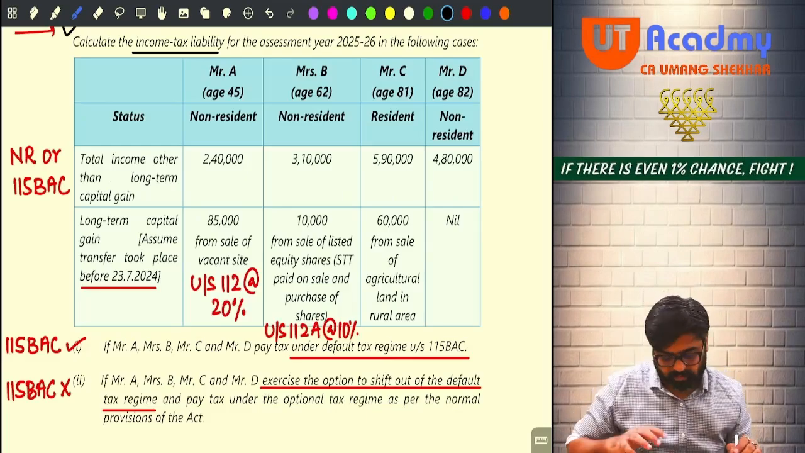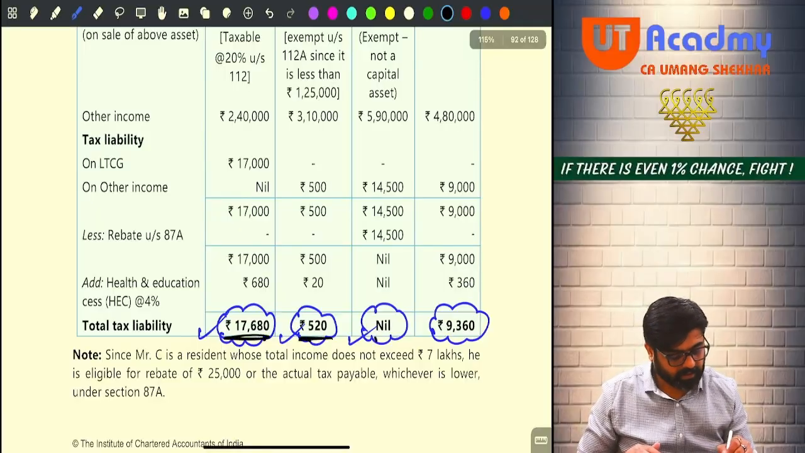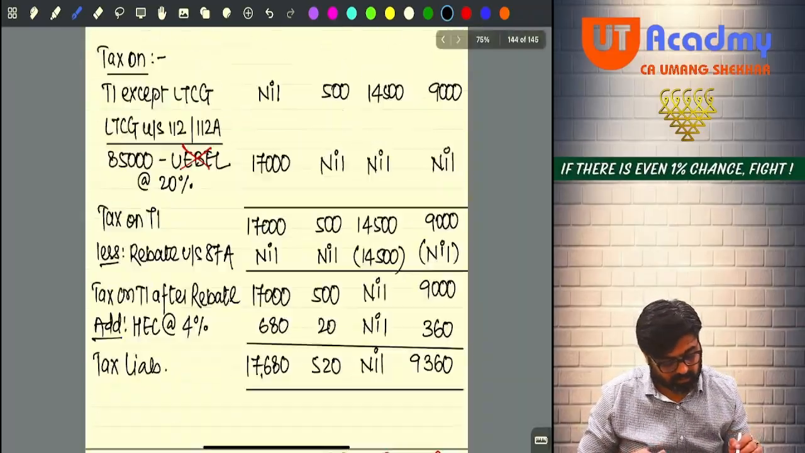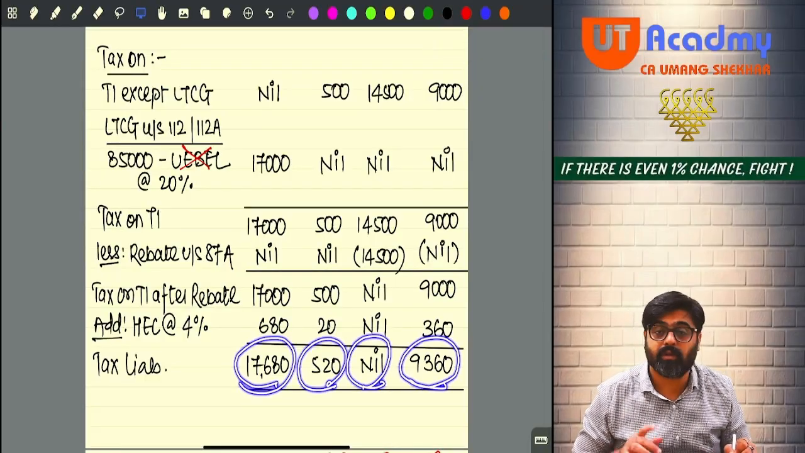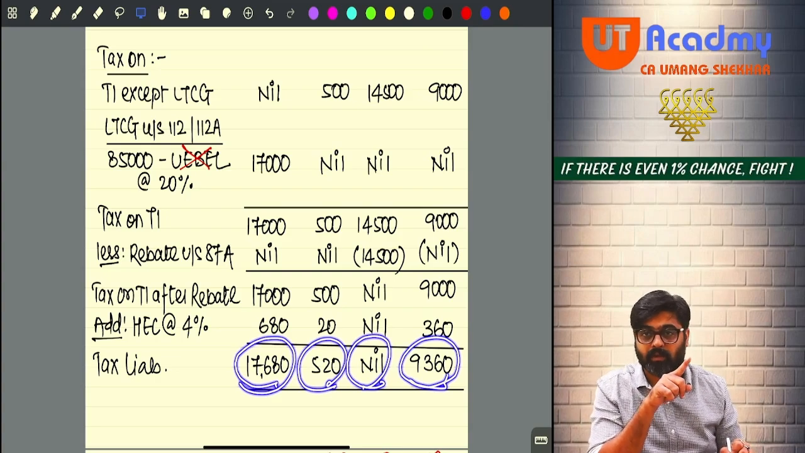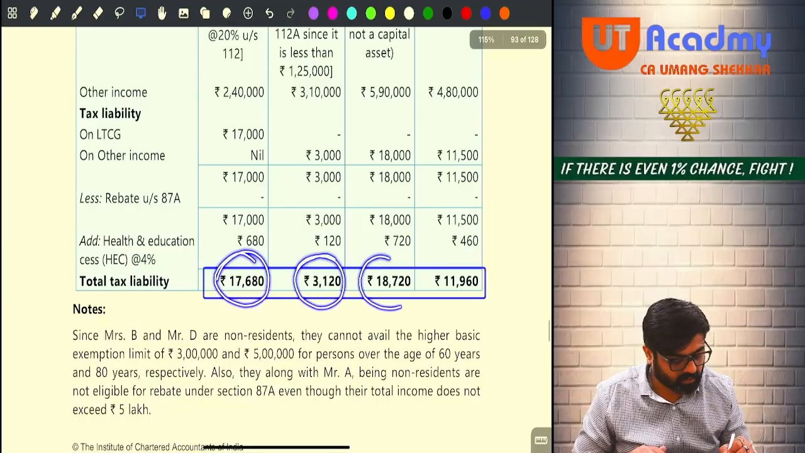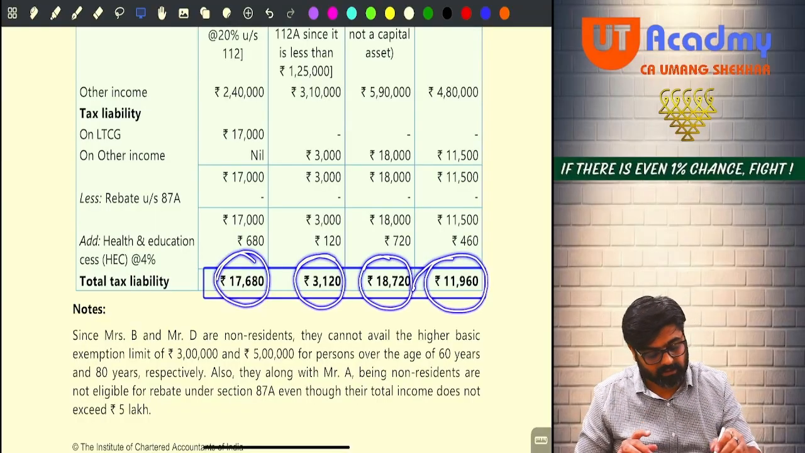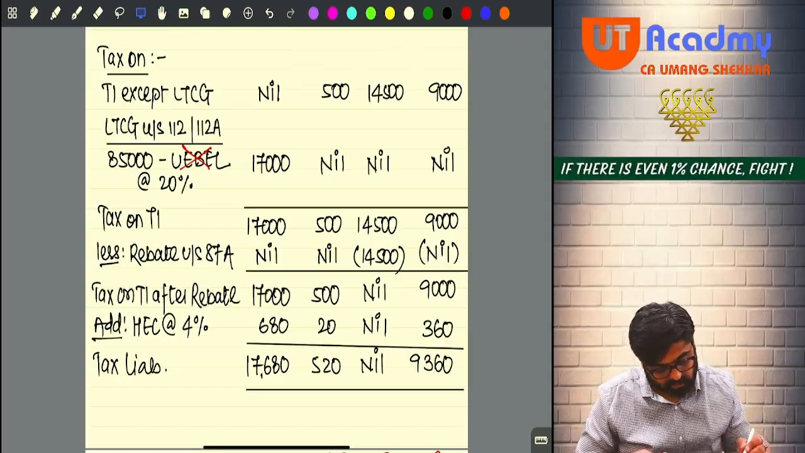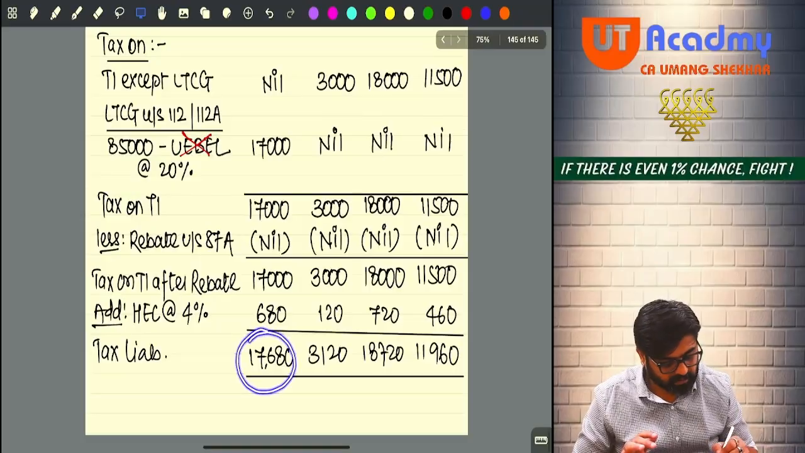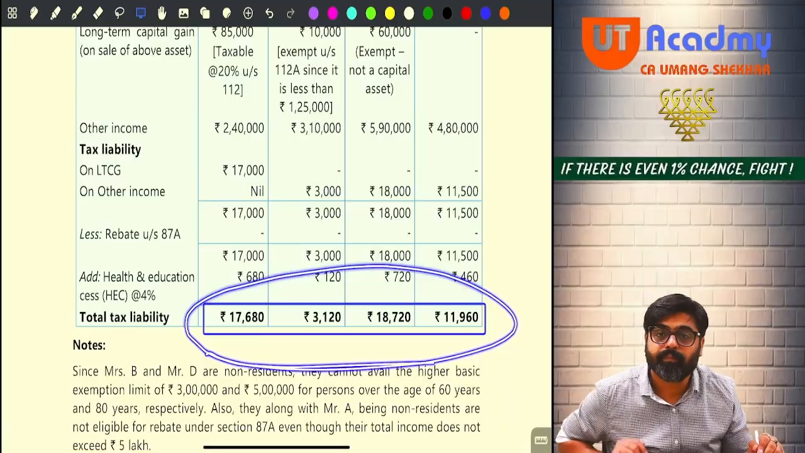Let's check the amounts. 17,680, 520, nil, 9,360 if you follow 115BAC. Yes or no? But what if you don't follow 115BAC? 17,680, 3,120, 18,720, 11,960. Can you see the same answers for 17,680 and the rest? Yes or no?